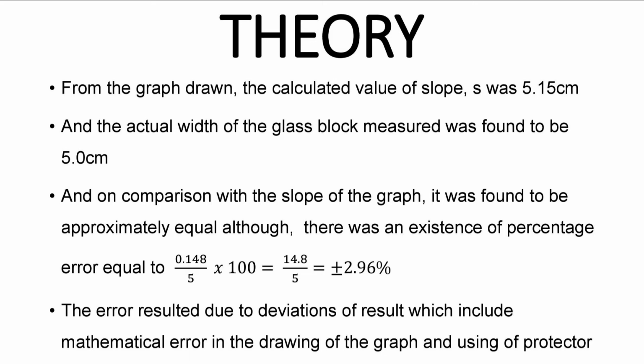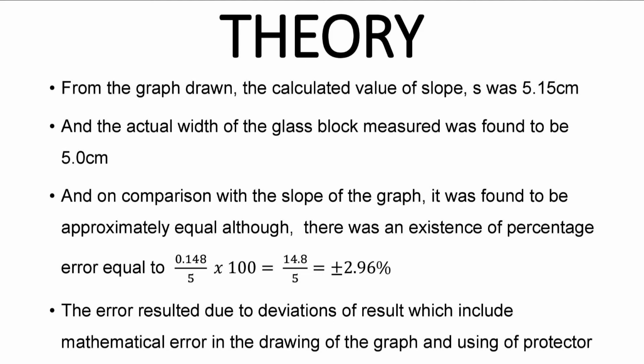So if we check now the theory of this particular experiment, as you see here, on comparison with the slope of the graph, we found out that the percentage error for my experiment here is plus or minus 2.96%. Now it is actually approximate. Okay, this is a fair enough value for a practical session, although it can be lower.